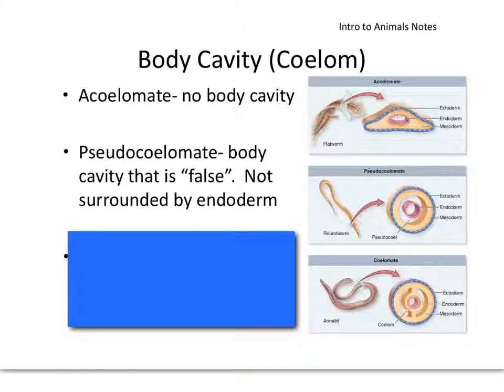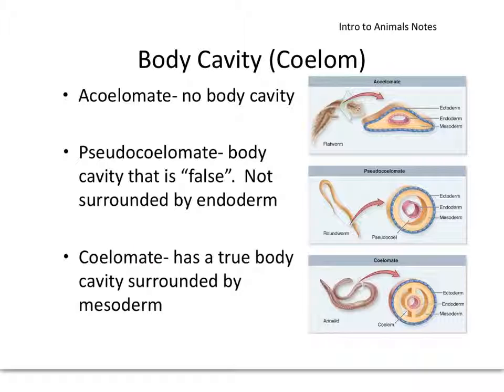The second option in body cavities is something called a pseudocoelomate, so this means false body cavity, and this one is a little bit trickier. Basically, you still have a body cavity, so if you look over here, there is an empty space on the inside, it's totally on the inside of the organism, but in this case, it's not totally surrounded by mesoderm. It's partially surrounded by mesoderm and partially surrounded by endoderm.